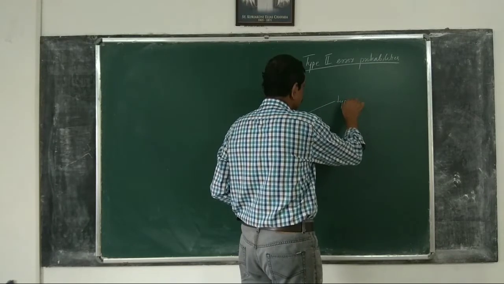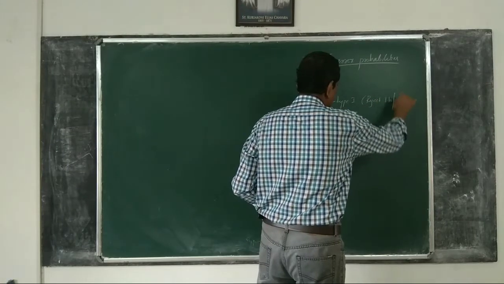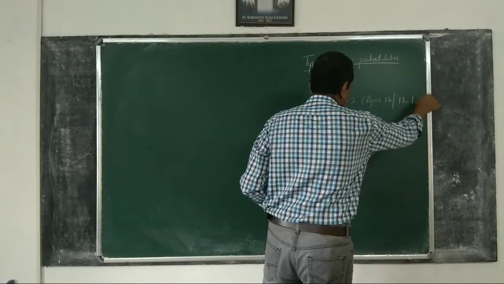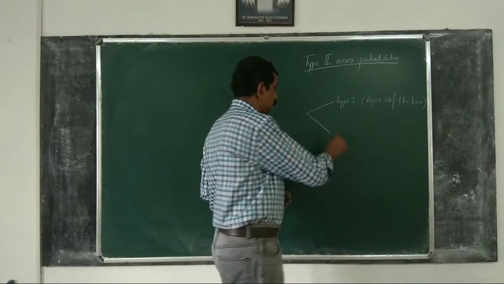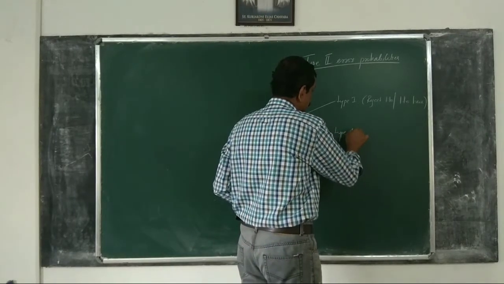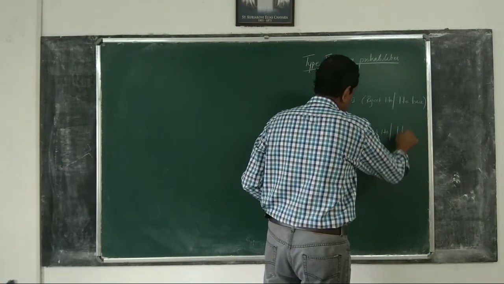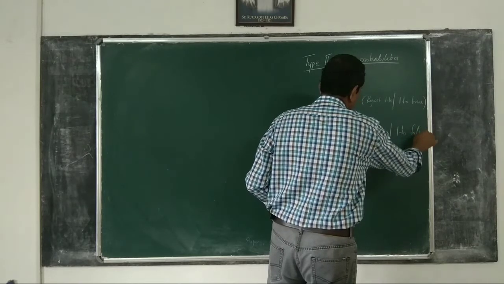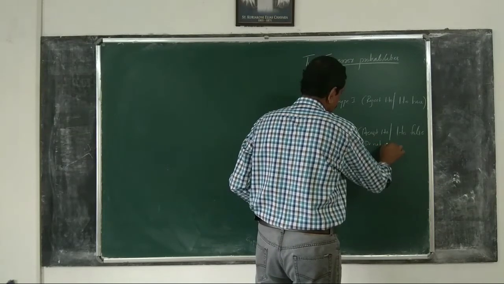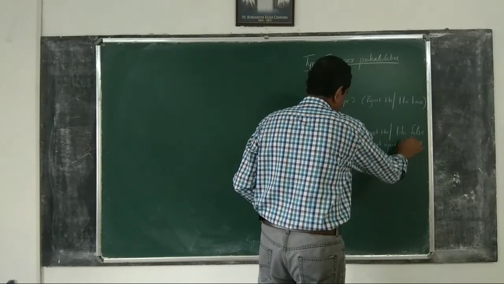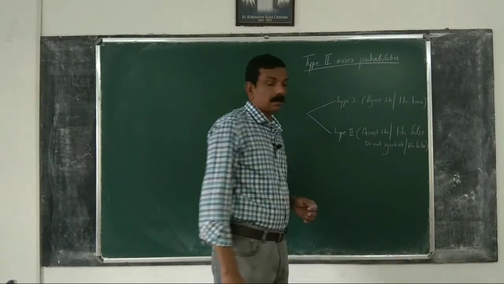Type 1: reject H0 when H0 is true. Type 2: accept H0 when H0 is false, or do not reject H0 when H0 is false.